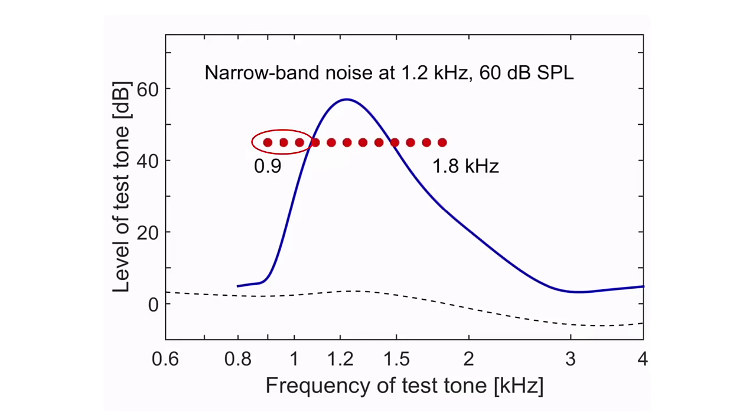The first few tones will be audible, as they're below the frequency range of the noise. But then, as the frequency of the tone increases, it will disappear within the noise. Finally, we'll be able to hear the tones as they come out the other side of that frequency range.